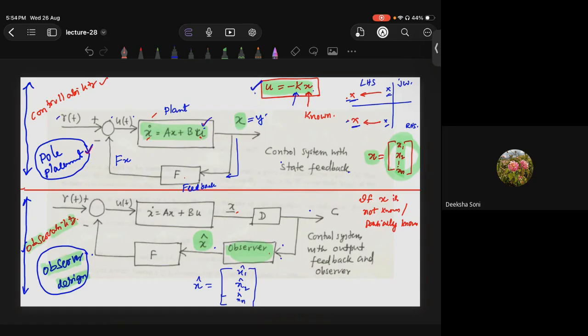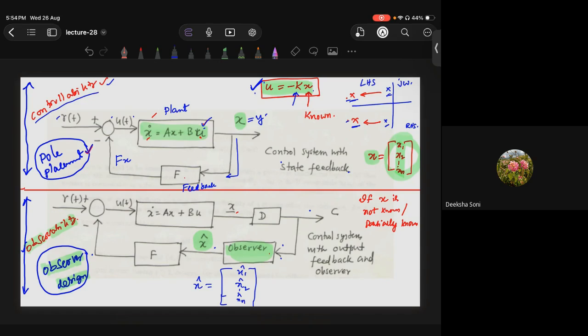To develop that, first we need to check whether we can design that controller. That answer will be given by this controllability check. If we say that the system is controllable, then using the pole placement technique, we can design this. Is this clear? Is this clear? Yes, sir.